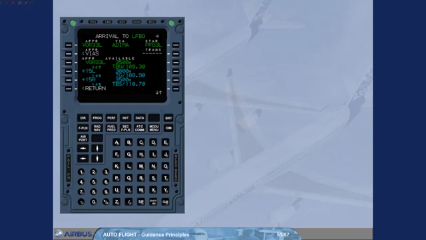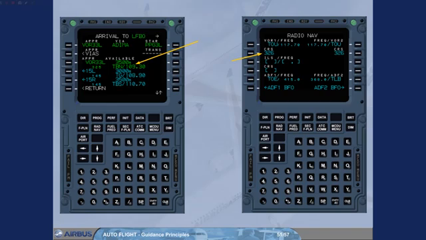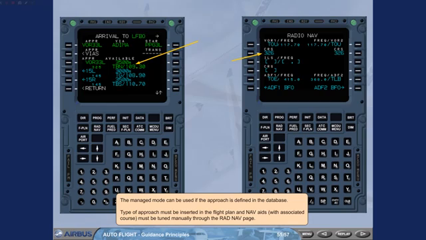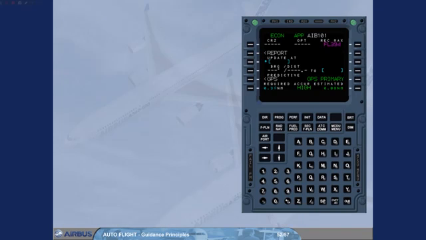The managed mode can be used if the approach is defined in the database. Type of approach must be inserted in the flight plan, and nav aids with associated course must be tuned manually through the radio navigation page. Navigation accuracy must be cross-checked using raw data information versus the FMS position, unless GPS primary is displayed. If navigation accuracy is cross-checked low, the approach must be flown using selected modes, heading vertical speed or track flight path angle.